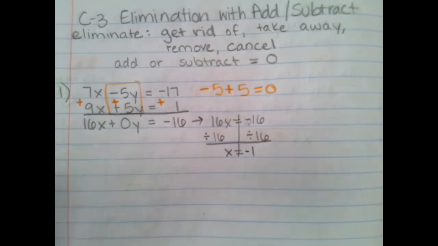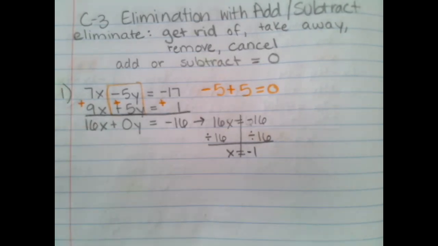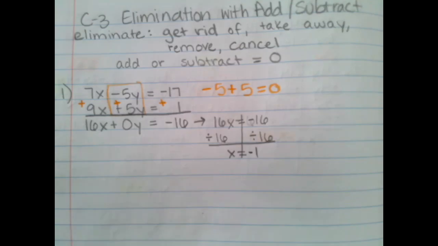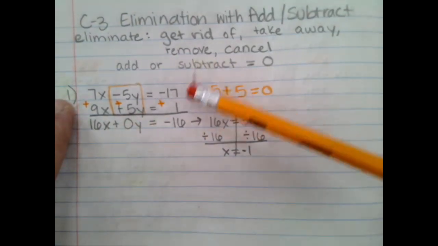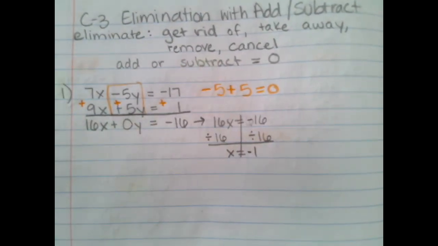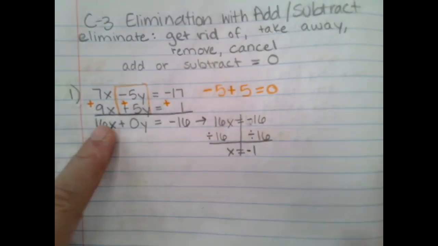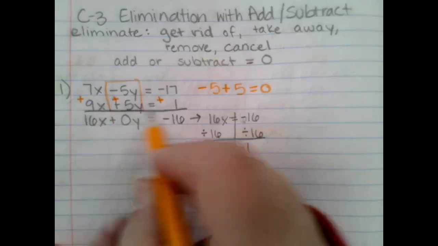So we get to pick one of the top equations, the originals, either 7x minus 5y equals negative 17, or we can pick 9x plus 5y equals 1. Whichever one looks easier to you. Which one looks easier, the top one or the bottom one? Yeah, the second one looks easier to me too because it's all positives.